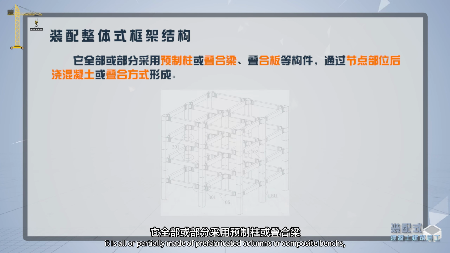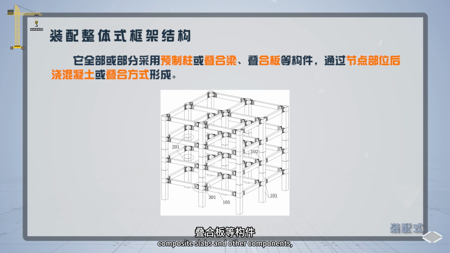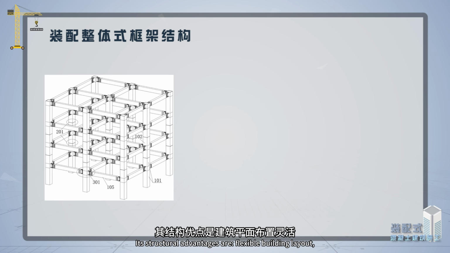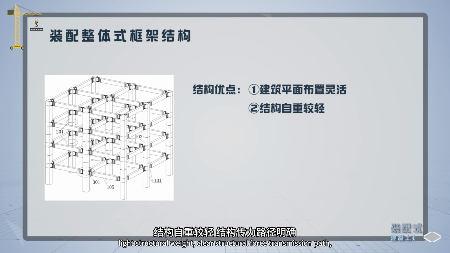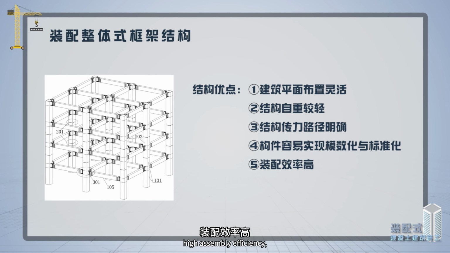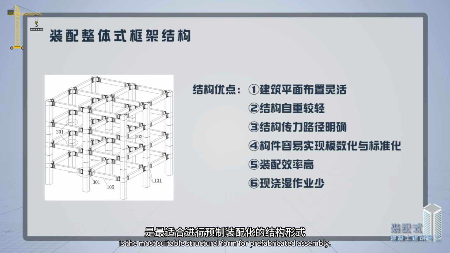It is all or partially made of prefabricated columns or composite beams, composite slabs, and other components, formed by pouring concrete or superimposing after the node part. Its structural advantages are flexible building layout, light structural weight, clear structural force transmission path. Components are easy to achieve modularization and standardization. High assembly efficiency and less cast-in-place wet operation make it the most suitable structural form for prefabricated assembly.